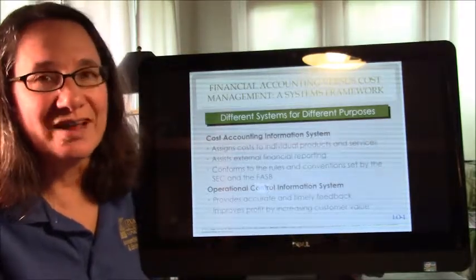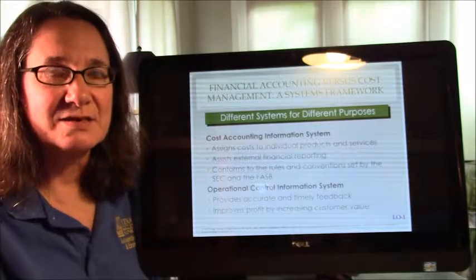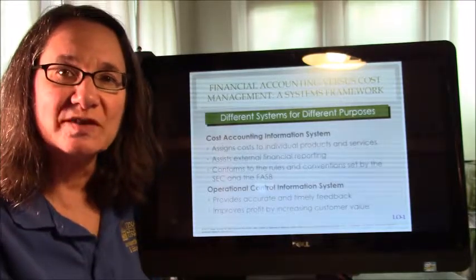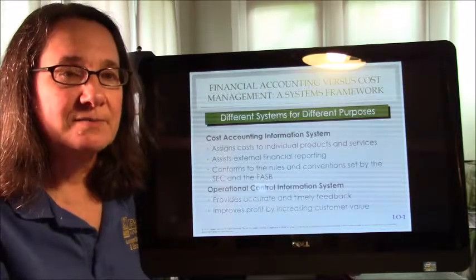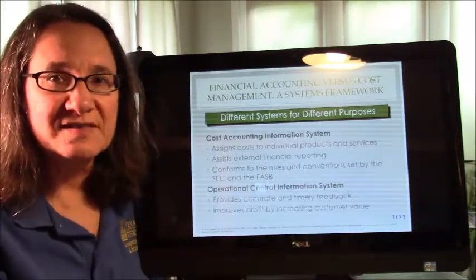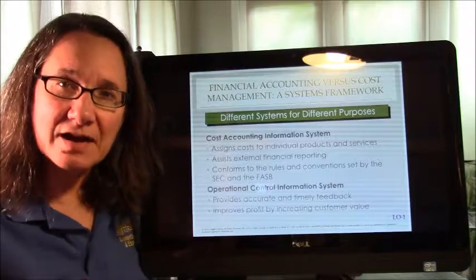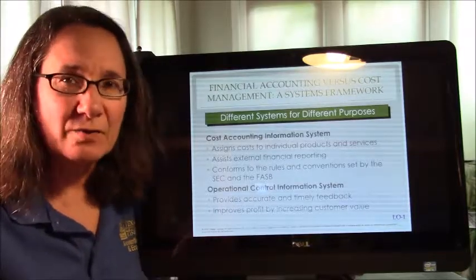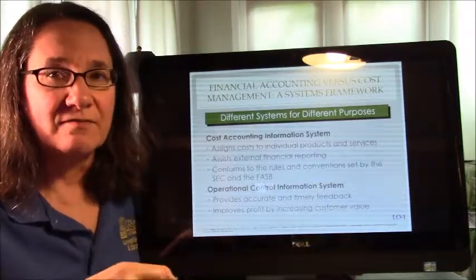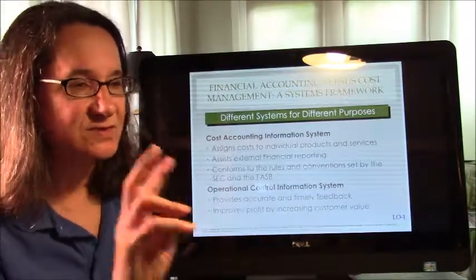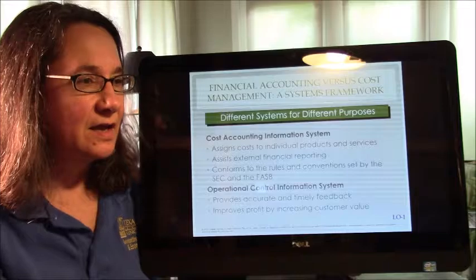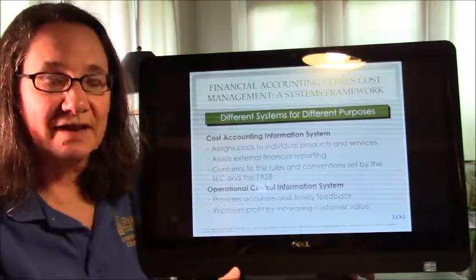There may be some goals that have really nothing to do with the financial statements, but maybe they're more about improving the quality of the product. Maybe it's more about creating a certain number of sales, you know, things that managers want to know, but that really don't enter into the financial information. So operational control information. So there's kind of two things going on in a management accounting system.